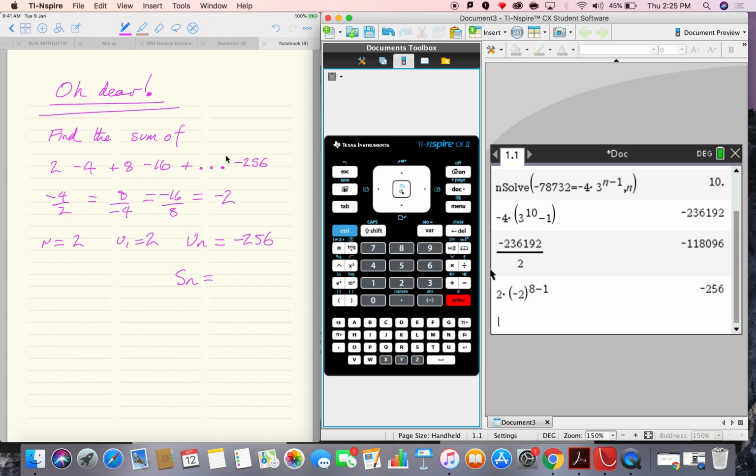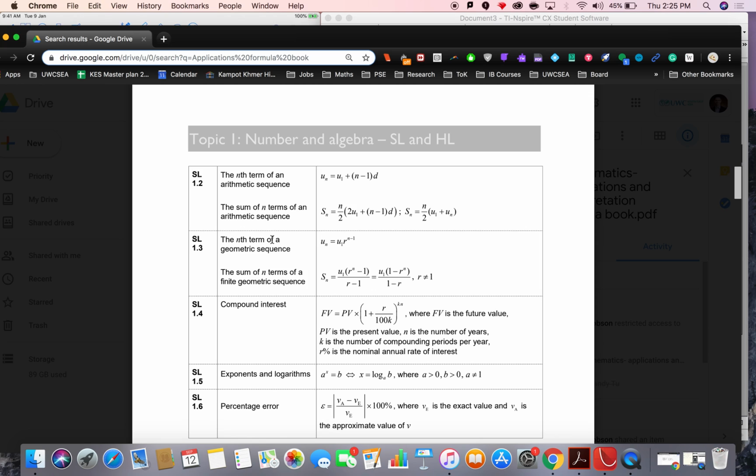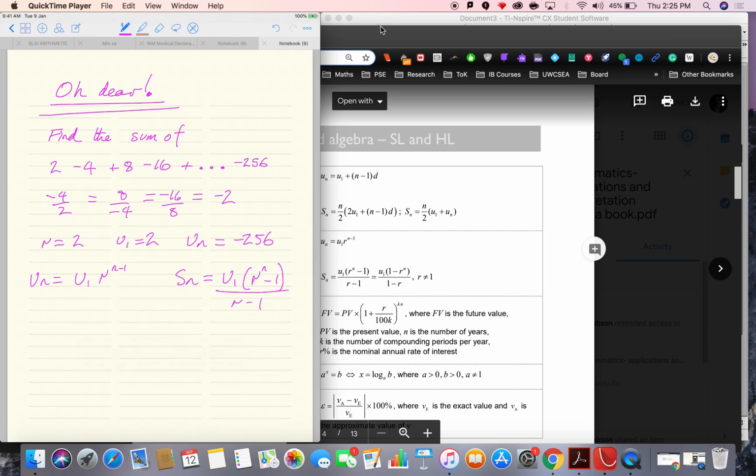Put my pen back on. u1, remember r to the n, but then the minus 1 back down over r minus 1. Fantastic. So we'll need that eventually, but the first one we need is the u of n formula. What was it again? Let me go back and check. For the geometric, the nth term is here. So that's u of n is u1 times r, and this time the n minus 1 is all in the exponent. Alright then.